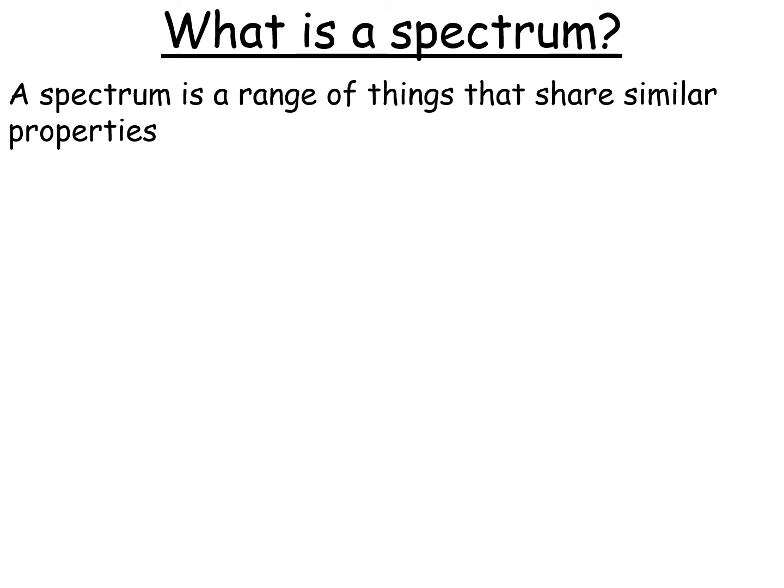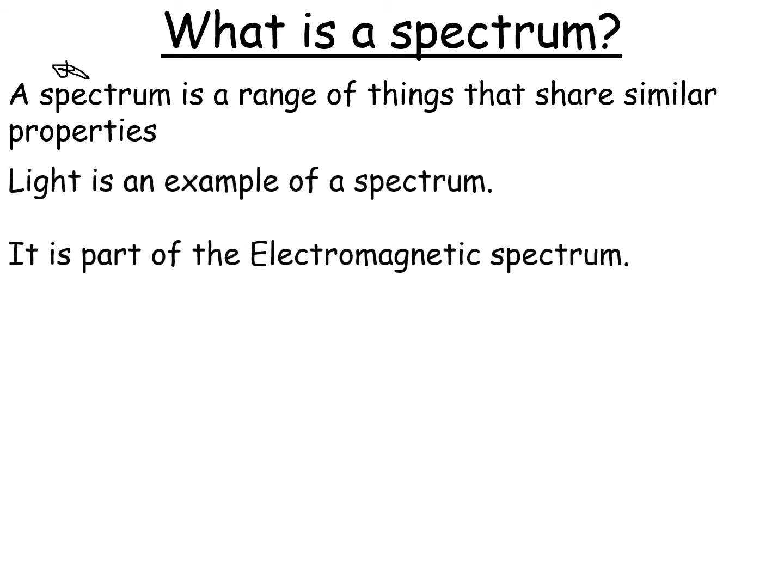Now, what is a spectrum? A spectrum is a range of things that share similar properties. So I would like you to copy this down into your jotters as a wee note, because we're going to be talking about the electromagnetic spectrum. So light is an example of a spectrum, because we've just talked about how the light of a rainbow is all these different colours, and they all share similar properties. For example, they all have a wavelength, a frequency, and more importantly, they all travel at the same speed. It's part of the electromagnetic spectrum. So again, could you write that down?